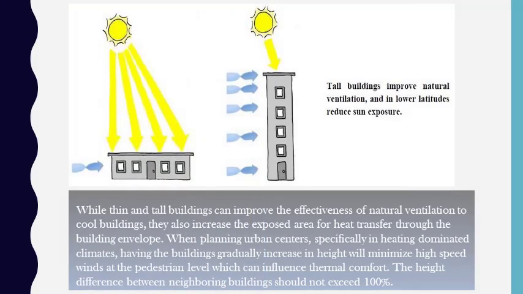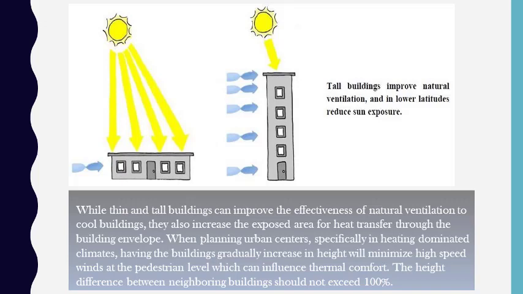Here in this case you can compare the amount of solar radiation as well as the wind effect. In the first picture the building is a one-story building, whereas in the second picture it is a tall building. Tall buildings improve natural ventilation and, in lower latitudes, reduce sun exposure, while thin and tall buildings can improve the effectiveness of natural ventilation to cool buildings.